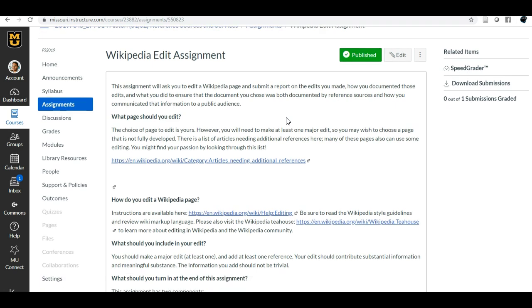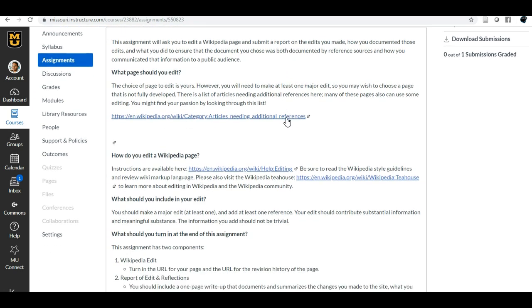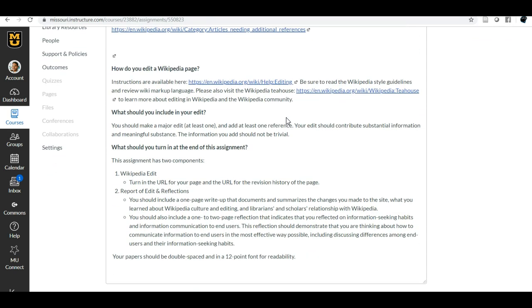So, what page should you edit? If you want to email me and ask me if a particular Wikipedia page is okay to edit, you are more than welcome to do that. I will probably say yes. So that is in relation to that first question.